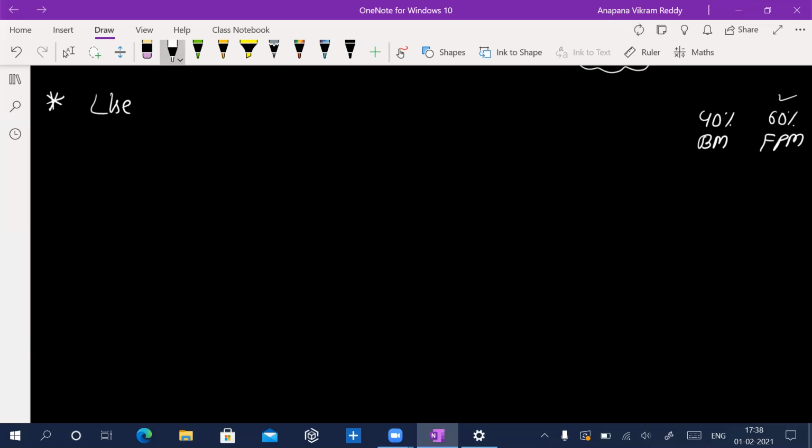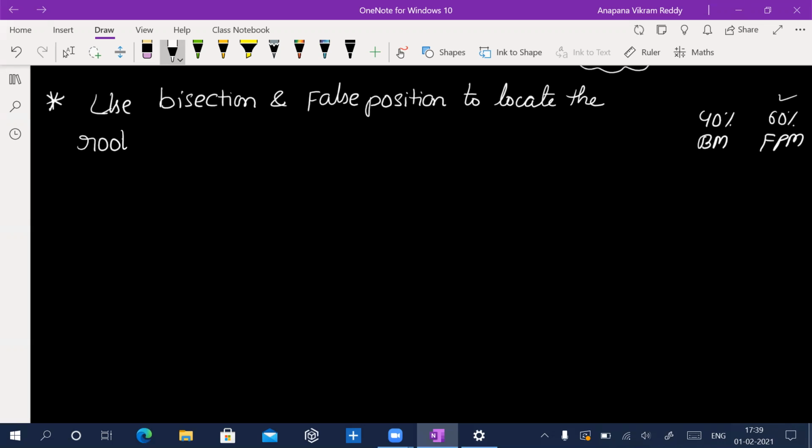So the question is this: use bisection and false position methods to locate the root of f of x equals x raised to the power of 10 minus 1, between x equal to 0 and 1.3.